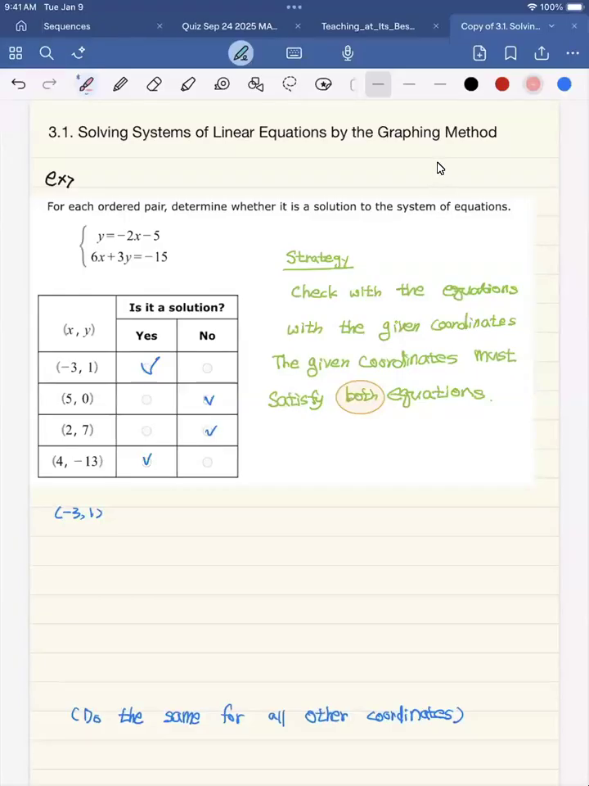In this section, we want to learn about solving systems of linear equations. Systems of linear equations consist of more than one linear equation. Solving systems of linear equations means we have to find the solutions that satisfy each of the linear equations in the system.